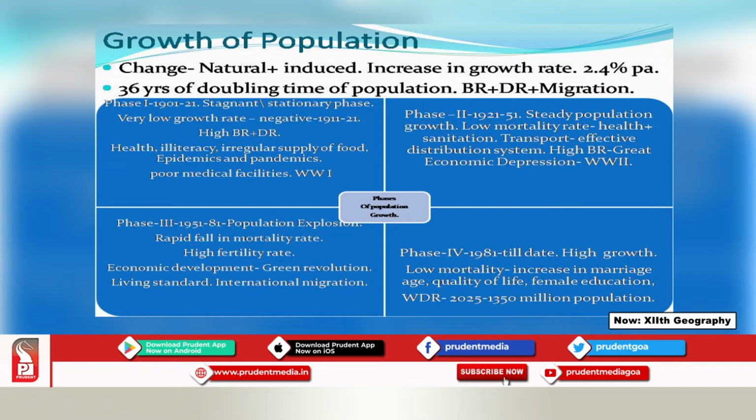This period also India experienced steady population growth. The death rates declined. Health and sanitation, there was little improvement. Transport facilities increased, which affected the public distribution, the movement of food grains, and regular food was available.